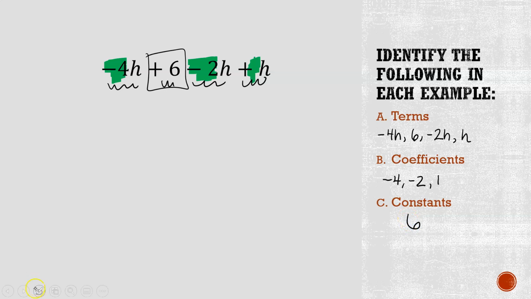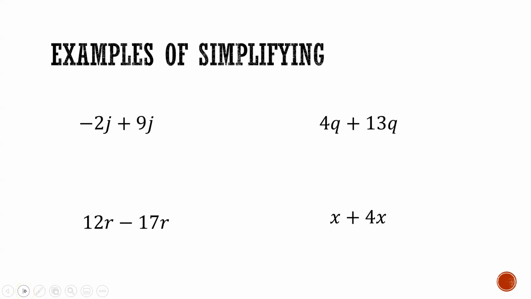Okay, the next section of this is simplifying. That means to squeeze these expressions down to the smallest possible form and combine anything that's like, which has the same variable to the same power, and constants are like. So let's simplify these together. So these both are j to the first power, so you can combine them. So negative 2 and 9 together is 7, and we're going to keep that j.